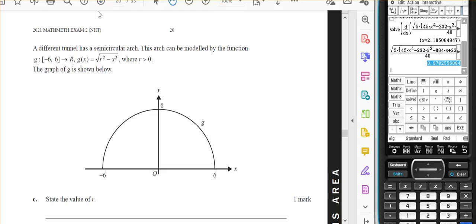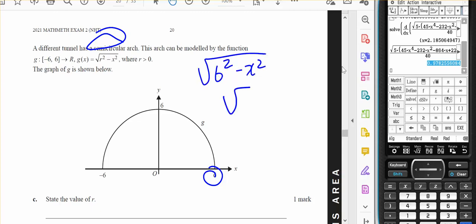Okay, a different model, which is a semicircular arch. So if that's 6, we now have the square root of 6 squared minus x squared, so the square root of 36 minus x squared. So r equals 6 for that answer.